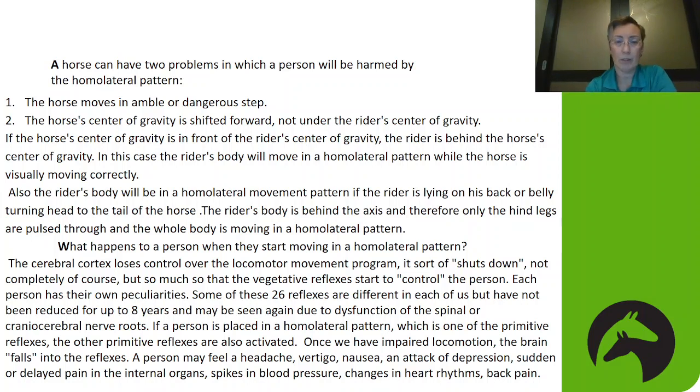What happens to a person when they start moving in homolateral pattern? The cerebral cortex loses control over the locomotor movement program. It sort of shuts down, not completely, of course, but so much so that vegetative reflexes start to control the person. Each person has their own peculiarities. Some of these 26 reflexes are different in each of us, but have not been reduced for up to 8 years, and may be seen again due to dysfunction of the spinal or craniocerebral nerve roots.